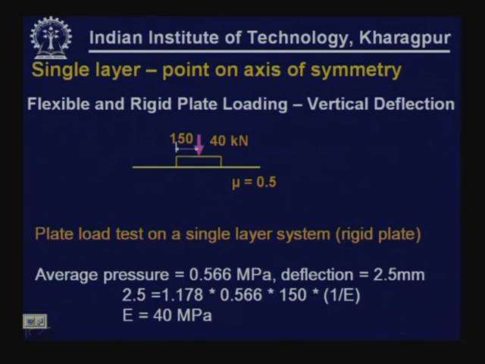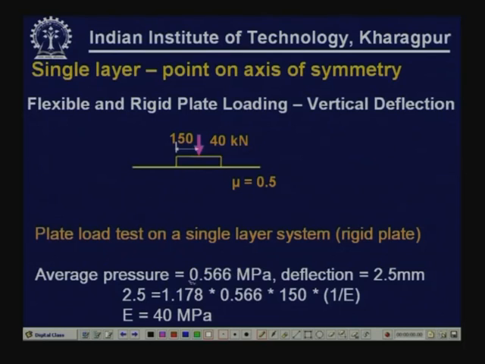The average pressure that was observed, because we can observe the load that is applied and we also know the contact area, I calculated the average contact pressure as 0.566 MPa, 40 kilonewton by the area of the plate. Say for this load, the observed deflection is about 2.5 millimeter at this location. This is surface deflection along the axis of symmetry of the load.